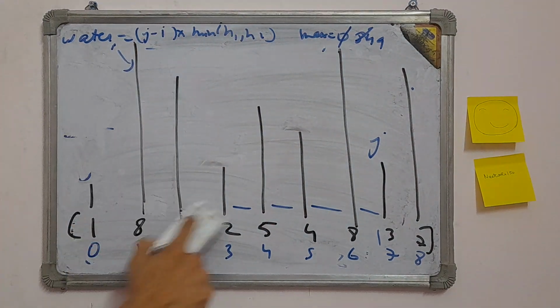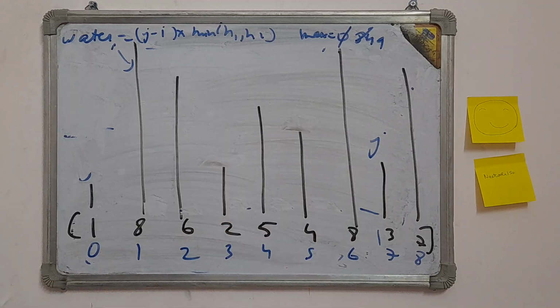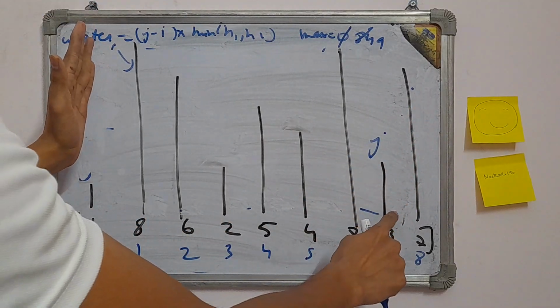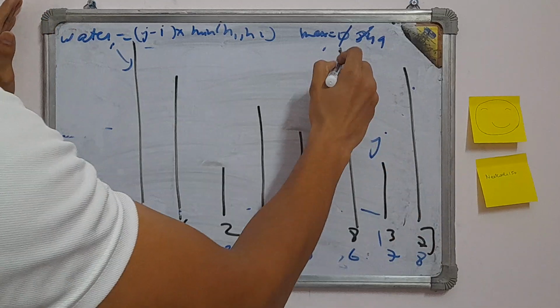Let me erase this so you do not get confused. Now again, i and j. Moving this won't matter because we need a better j. j is smaller, so we increase j.